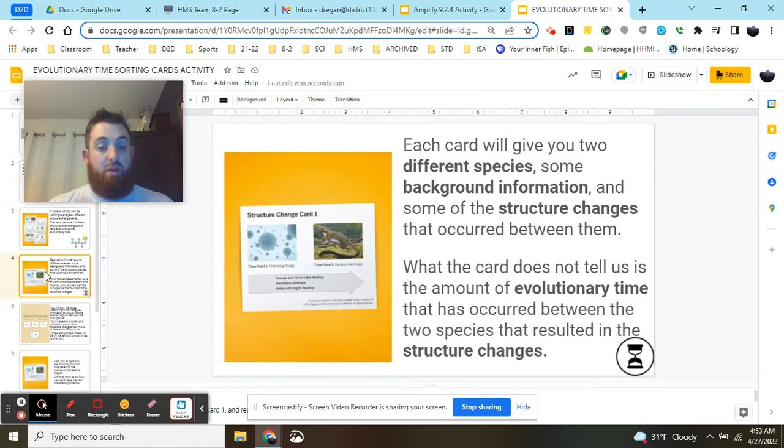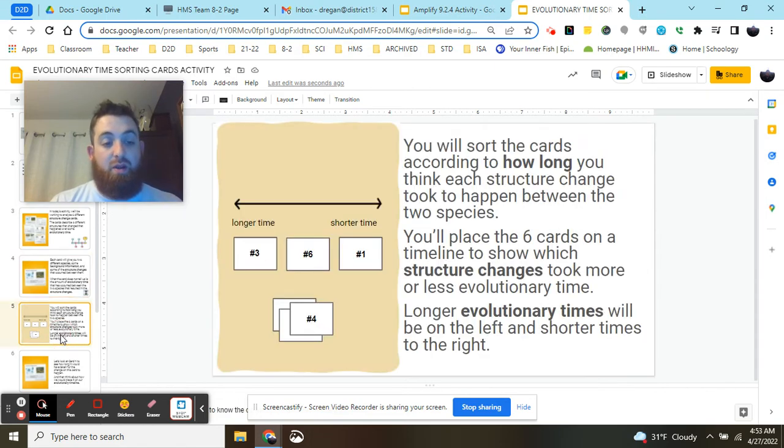Now, each card will be on a slideshow, and that slideshow will have some different species that you'll be comparing, some background information about those species, and the structural changes that occurred between them. So, how they were different in a lot of different ways. What the card doesn't tell us is how much evolutionary time has occurred in order for those two species to result in the different changes that we see. So, we don't know how much time has passed, but we know what changes occurred.